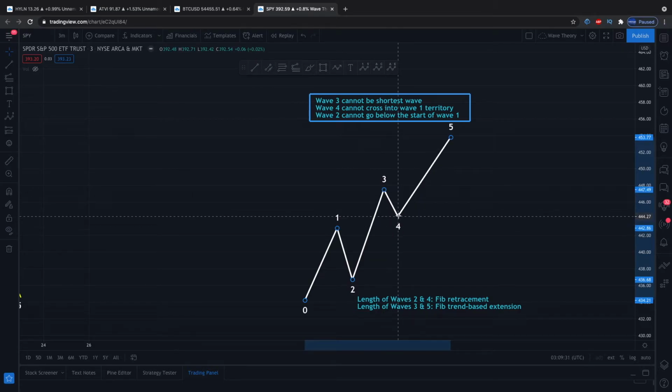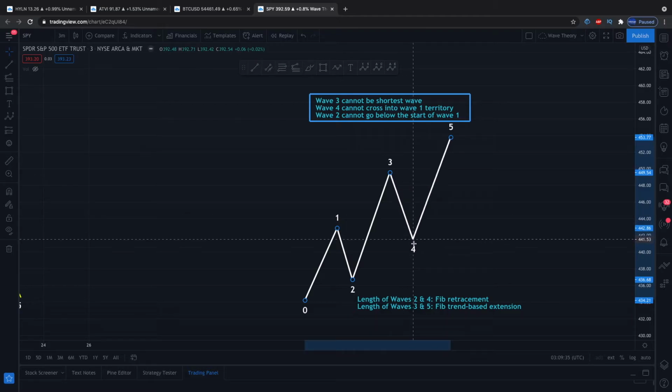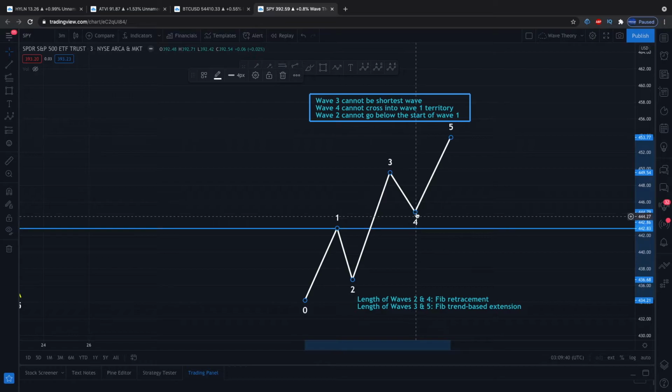The next rule is that wave 4 cannot cross into wave 1 territory, so that simply means that your wave 4 cannot go down here. It has to stay above this line. And so you would expect this line to be heavy support for wave 4.